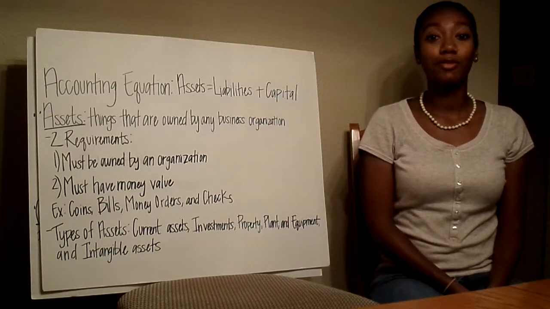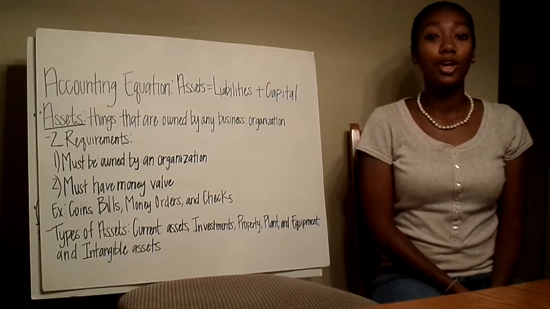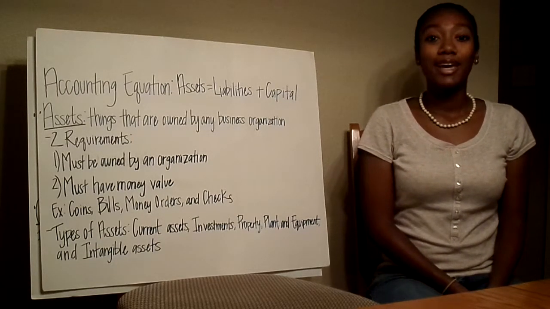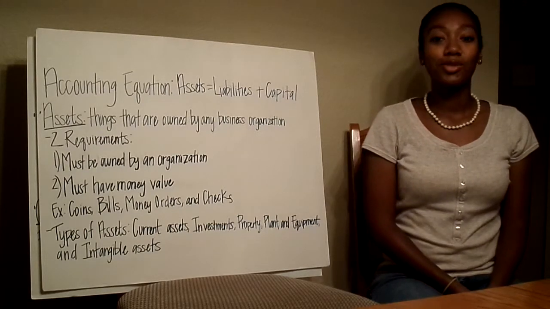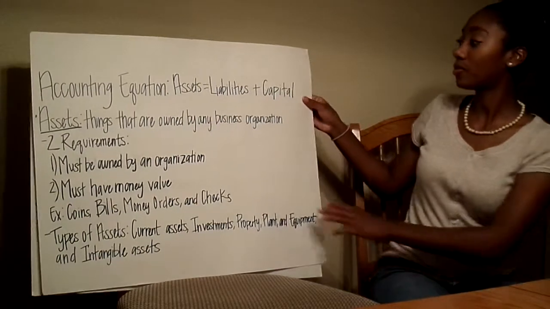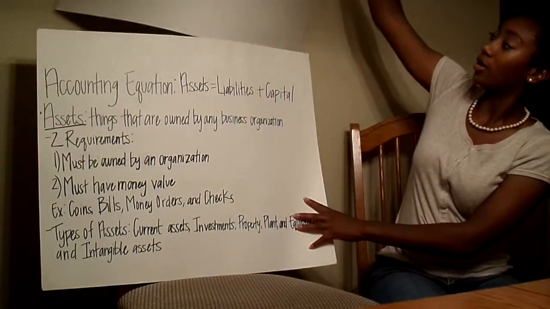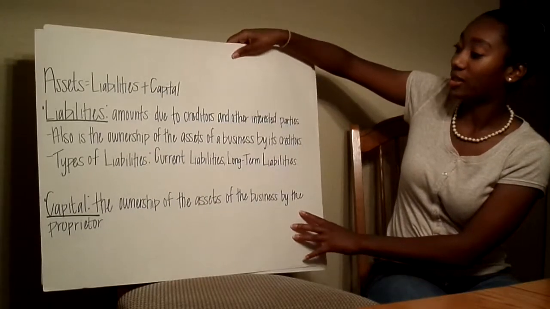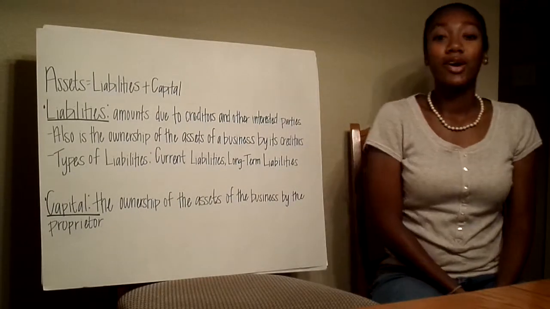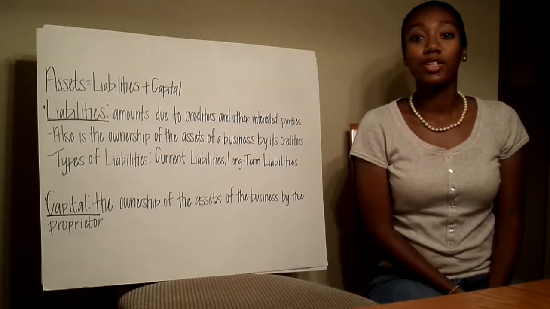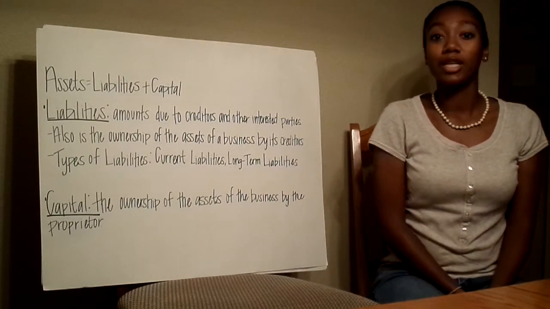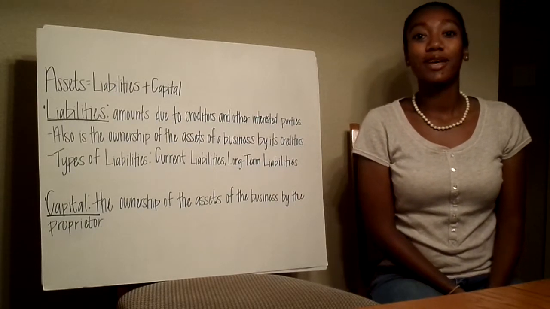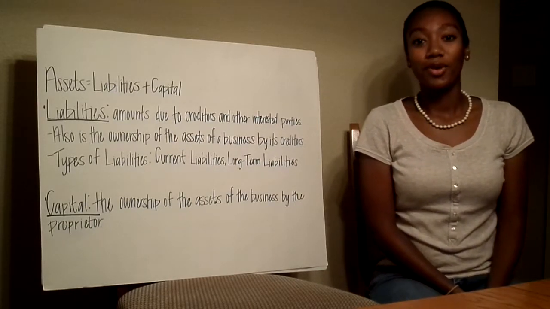There are four types of assets, and they include current assets, long-term investments, property, plant, and equipment, and intangible assets. The next thing that we're going to talk about is liabilities. Liabilities are the amounts due to creditors and other interested parties. It is also the ownership of assets of the business by its creditors.